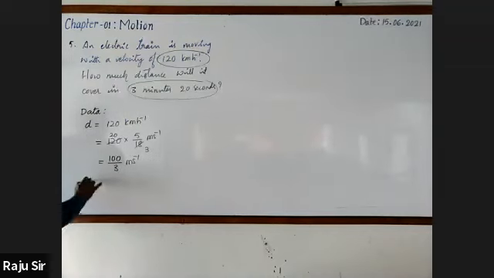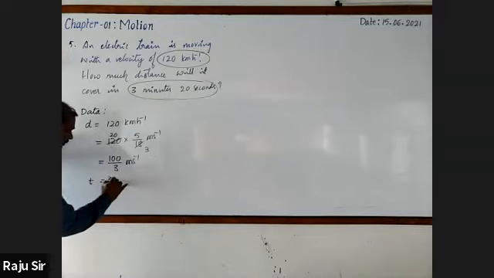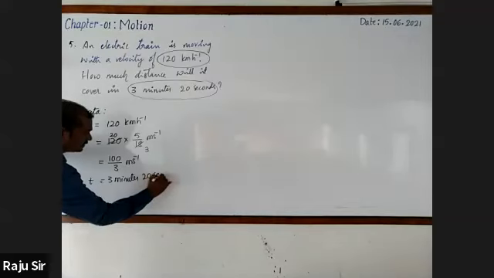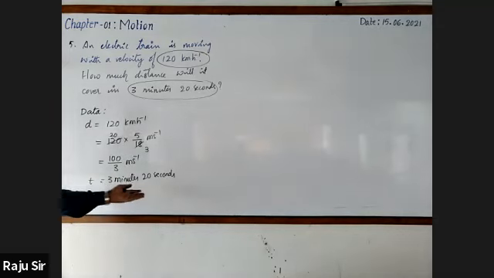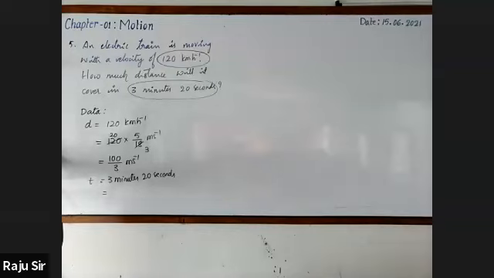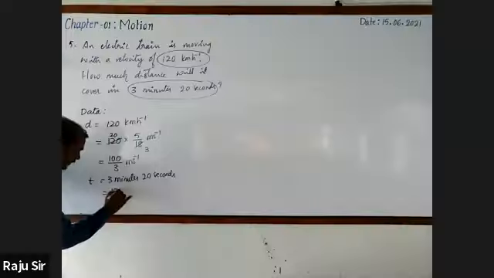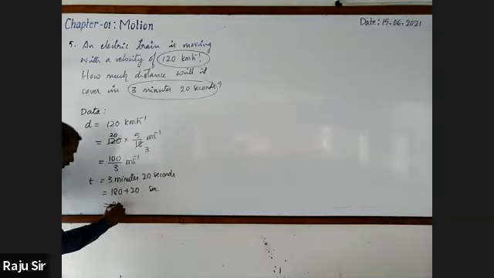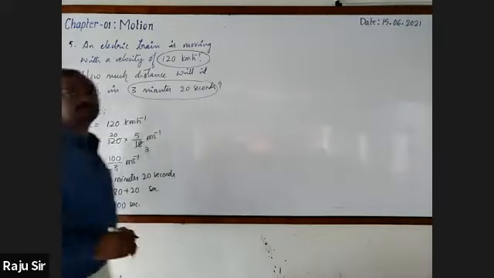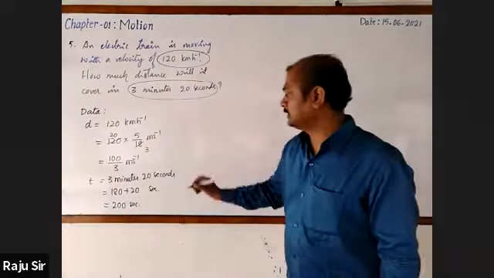Time is given. Let us write the time. T is equal to 3 minutes 20 seconds. This can be written in SI unit, nothing but in seconds. 3 minutes is 180 seconds. 180 seconds plus 20 seconds is equal to 200 seconds. Right. Distance D is what the question asks.